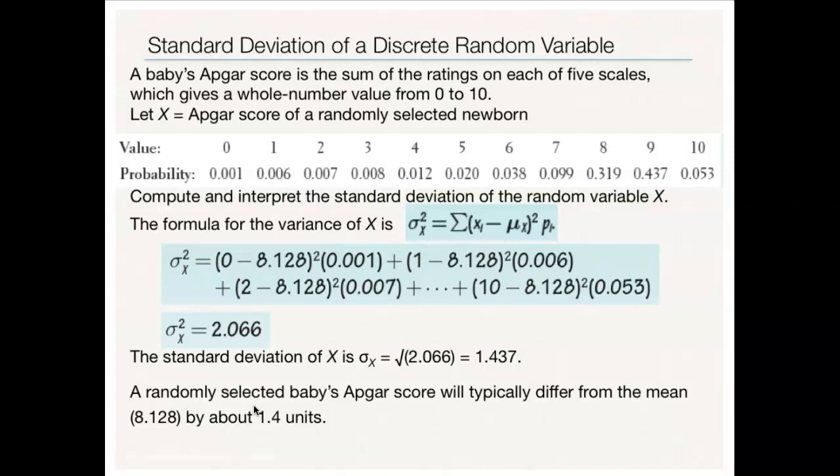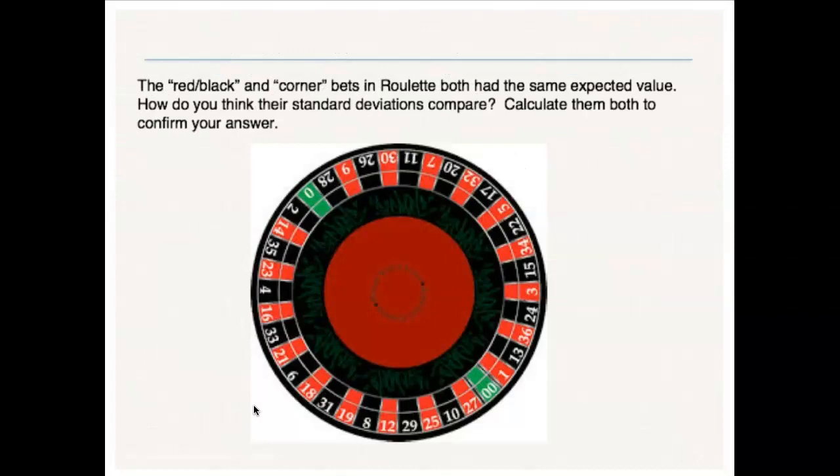So let's go over how to use this. I'm going to skip this one. Let's go back to our red-black corner bets in roulette. They both have the same expected value, although I don't think we made the red-black. Let's do the red-black expected value. We did the corner bet, right? So remember I let x equal the corner bet. And we found out that the mean or the expected value of that was about -5 cents, right?